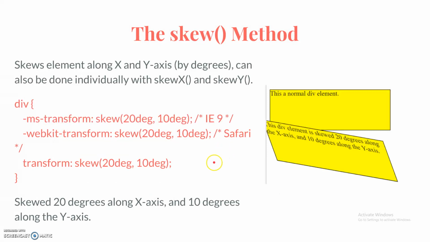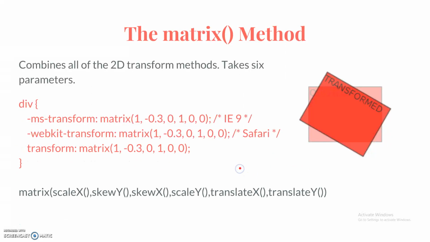Next, the skew method skews the element along the X and Y axis by degrees, and it can also be done individually with skewX and skewY, but we won't be going into that. So first, we put the skew for the x-axis, which is 20 degrees, and then the skew for the y-axis, which in this example is 10 degrees. And this is what it turns out looking like.